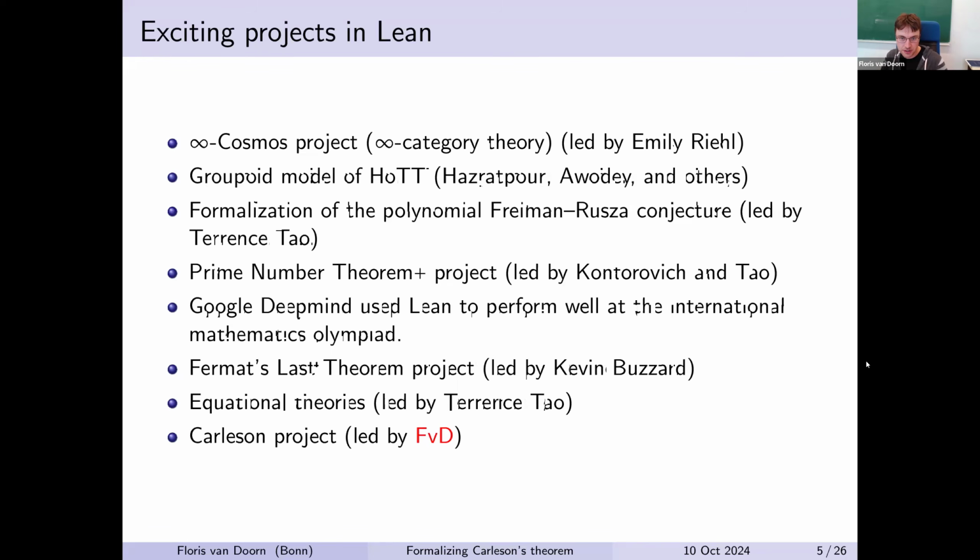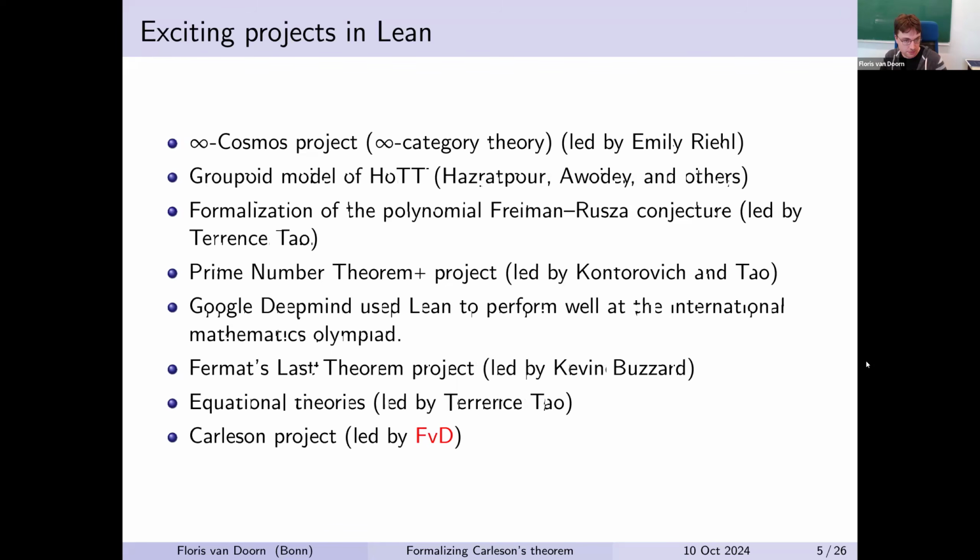Then there was another project led by Alex Kontorovich and Terry Tao, the prime number theorem plus project, which has already formalized the prime number theorem in Lean and wants to prove some strengthenings of the prime number theorem. So this is talking about the distribution of prime numbers, like what fraction of the first n numbers are prime.